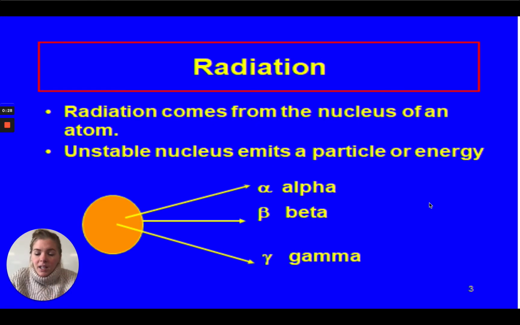So, radiation. You learned in the video that nuclear radiation is an emission of energy resulting from the decay of atoms. It comes from the nucleus. Basically what's happening is an unstable nucleus is emitting a particle or energy, just like the definition says. And that energy is either an alpha particle, a beta particle, or a gamma particle. So there's alpha, beta, and gamma radiation. I'm going to talk about each one of those.